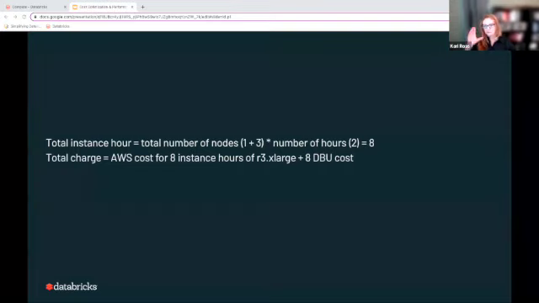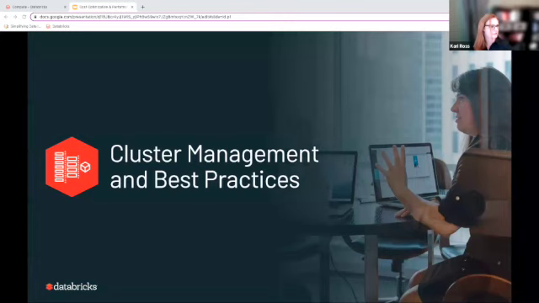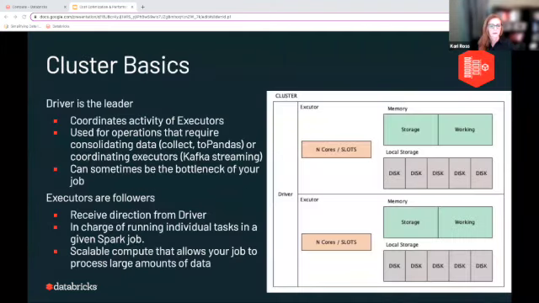I think so. Okay. Then I'm going to move to cluster management and best practices. So we looked at the pricing, and this is how we can proactively configure and manage the clusters. To start with, we have the driver and the executor. Whenever you have a cluster, you're going to have a driver, and you're going to have at least one executor.